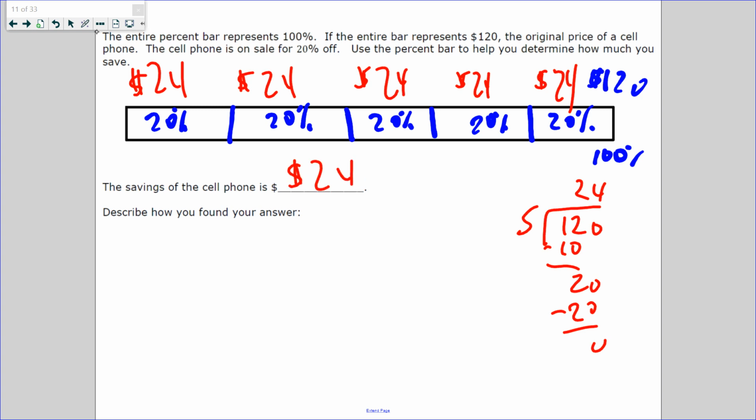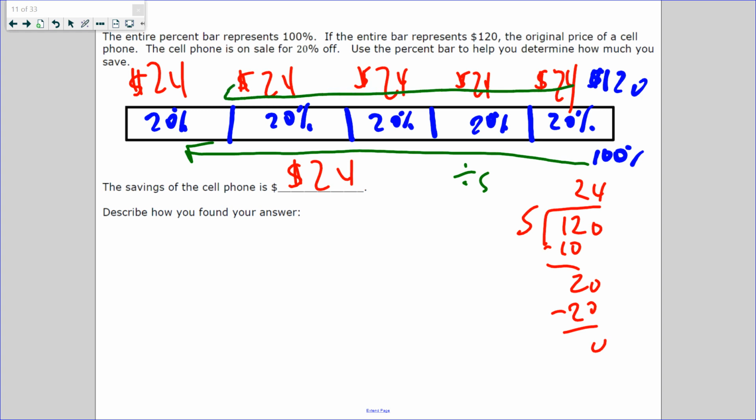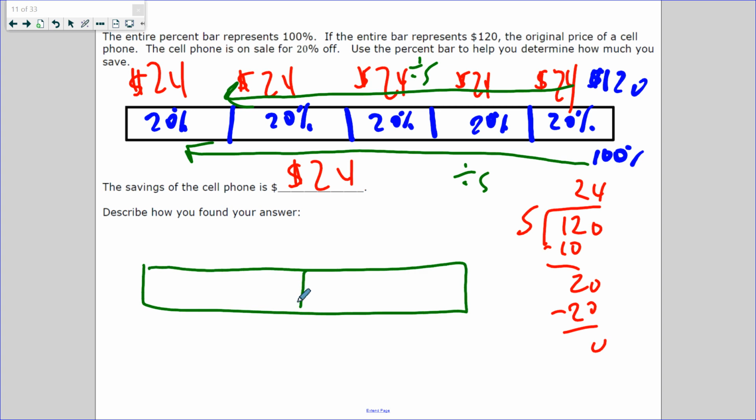Another way you could have done it, maybe I bet you'll have someone who does it this way. How do you break down 100%? What's the relationship between 100% to 20%? Divide by 5. That's why 20% is a fifth. So 120 divided by 5 is $24. I may actually have someone who does it this way, and I'm perfectly good with this.